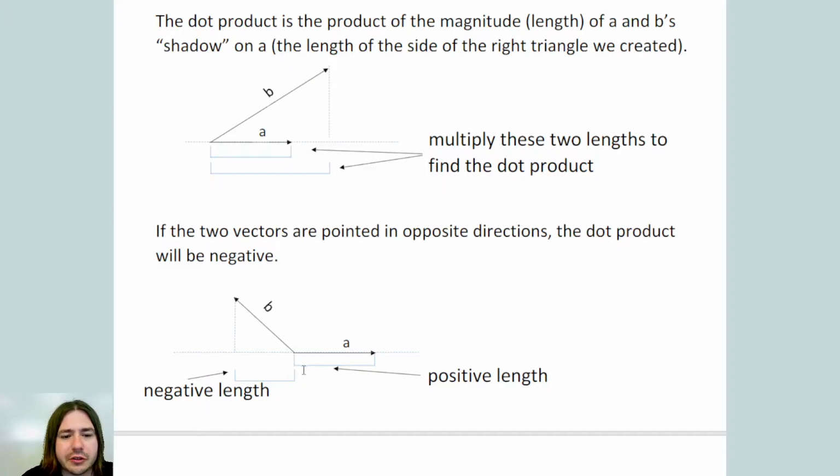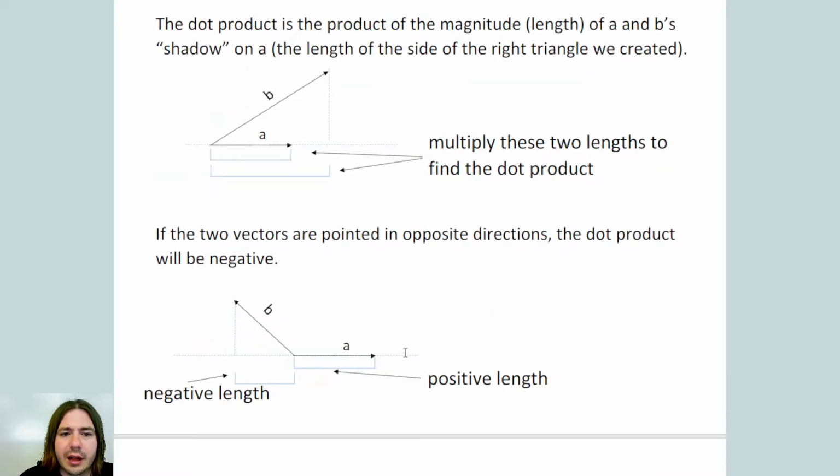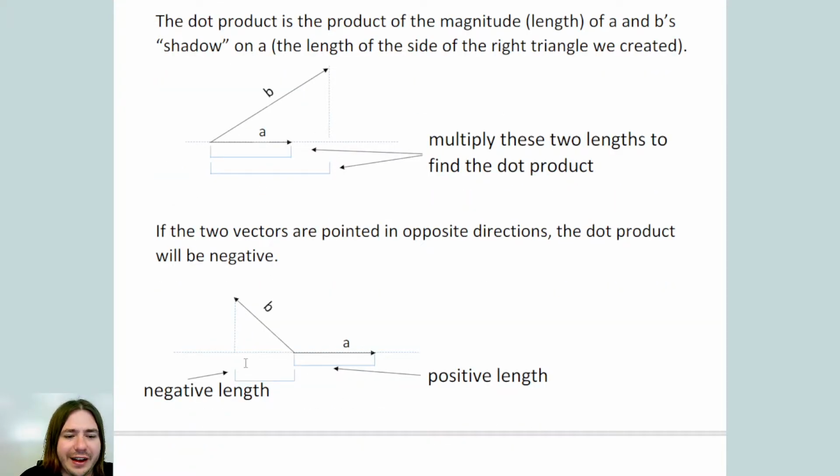If the two vectors are pointed in opposite directions, like they're down here, then you're going to end up with a negative product because the two directions are going in opposite directions. So you can think of this length as a positive length and this length as a negative length. There's actually a couple of ways that we can compute the dot product. As you might suspect, you could just find these two lengths and multiply them together, but it's actually easier than that.